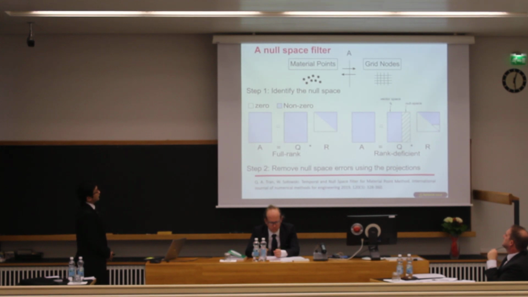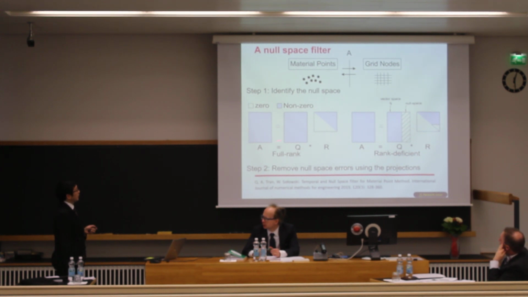figure. So if I represent the interpolation between the material point and the elements by a tensor A, we can identify the new space by using the decomposition using the QR factorization. So we have two cases here. If A is full rank, the tensor Q will not have the zero columns. But if A is rank deficient, we can see that Q will have zero columns, and the number of zero columns will be equal to the number of null spaces.